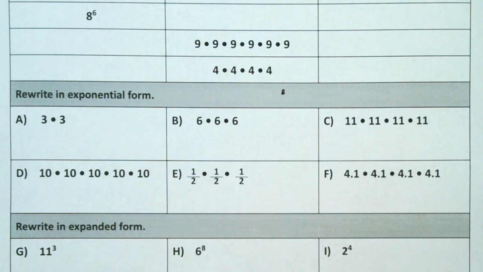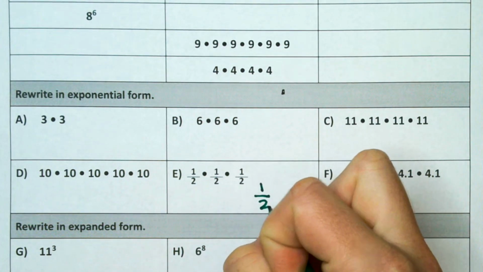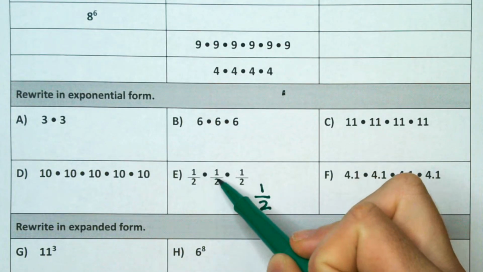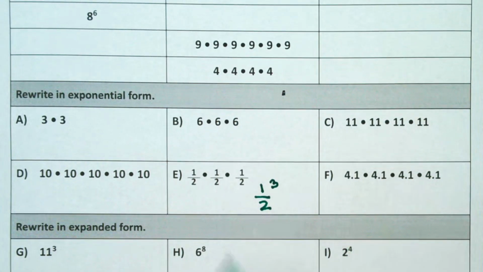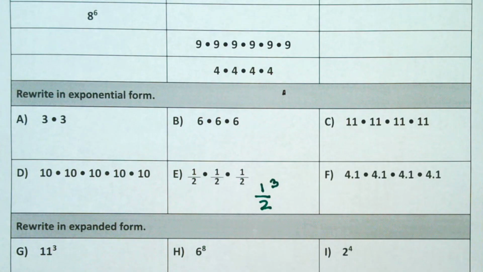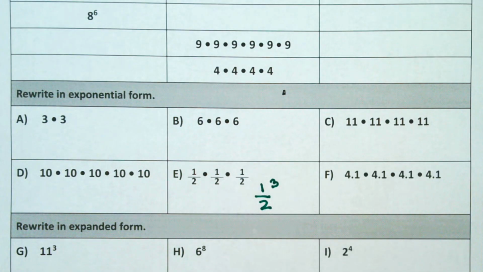Okay, so similarly to the decimal problem I just went over, if we have 1/2 times 1/2 times 1/2, 1/2 is a number we're multiplying over and over again. Therefore, 1/2 will be our base. And we multiplied it 3 times over and over again. So our exponent will be 3. Make sure to make that 3 small so people know it's an exponent. And the way we would say this is 1/2 cubed. Remember, to the third power is cubed, to the second power is squared.